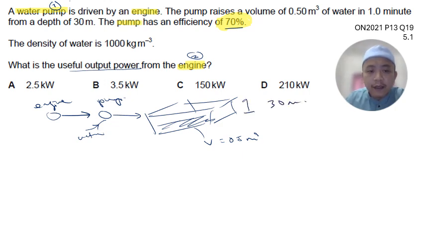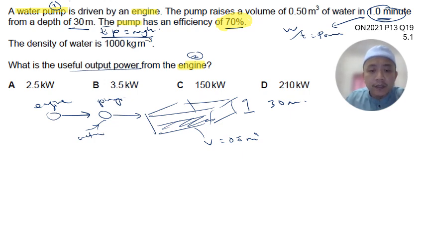So when we are dealing with height, of course we should know by intuition that we are dealing with potential energy, which is mgh. Okay, so the time is 1 minute. This would be able to use in order to find out the power, because power is basically work done per unit time.